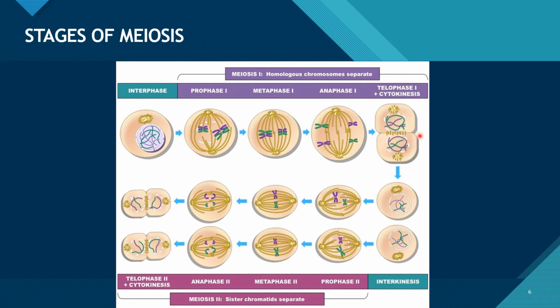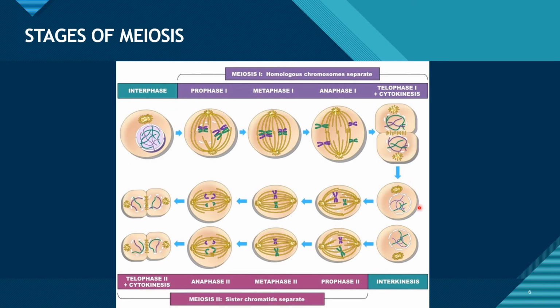So the homologs are now separate and each pole is now haploid. Each chromosome still has two chromatids and cytokinesis occurs simultaneously. So now the result of this is two haploid daughter cells, which is obviously the result, and each with half the number of chromosomes of the parent cells. So this has half the number of chromosomes than this guy.